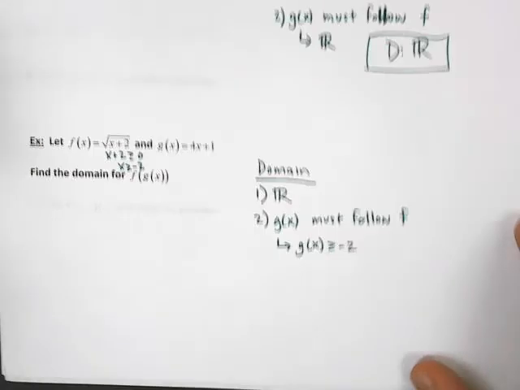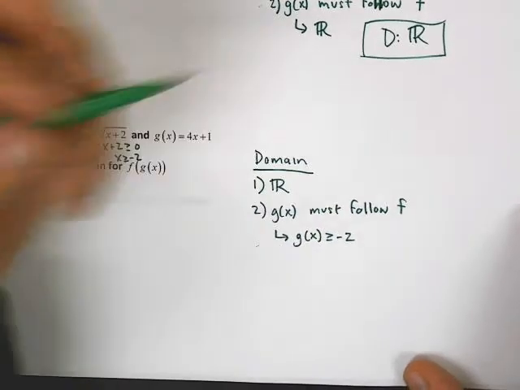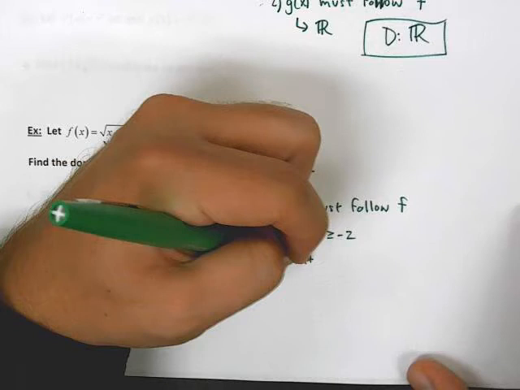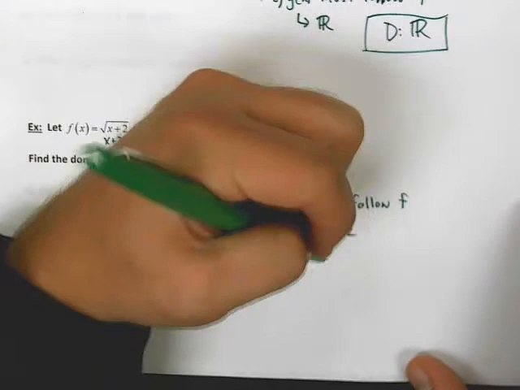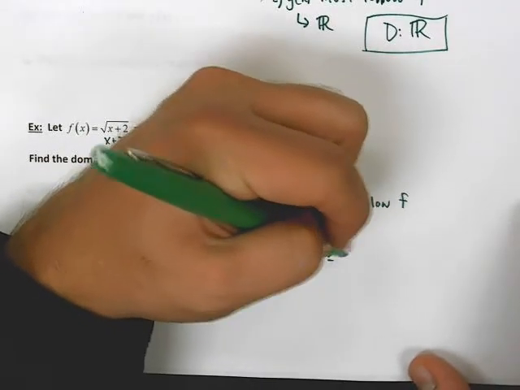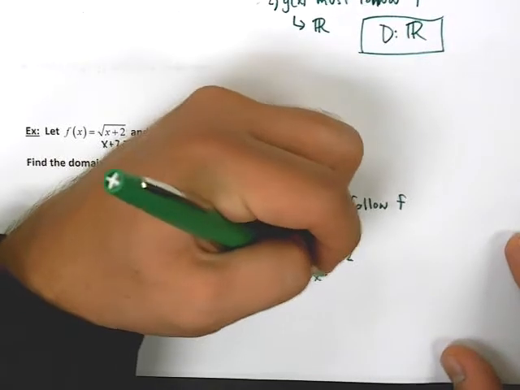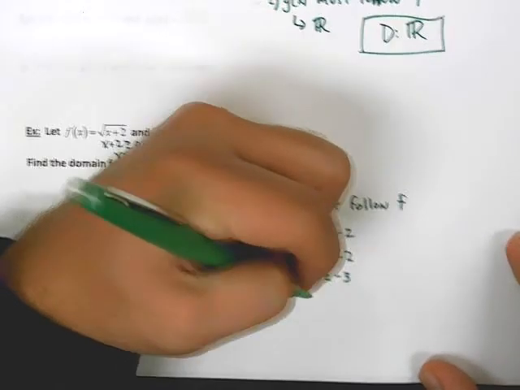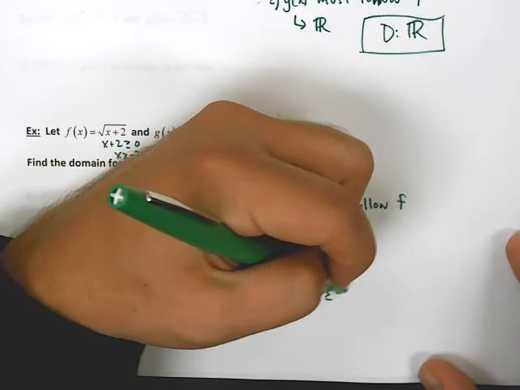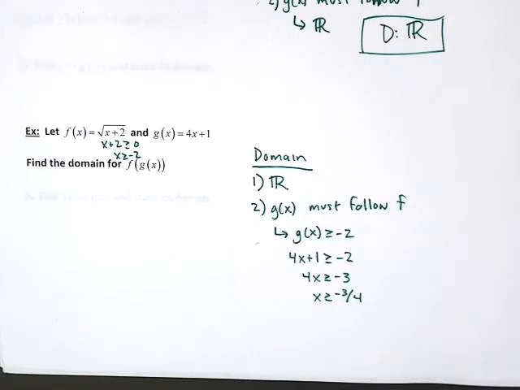So now when I plug in, I know g of x is 4x plus 1. That has to be greater than or equal to negative 2. And I start to solve. All right, so I now know that x must be greater than or equal to negative 3/4.